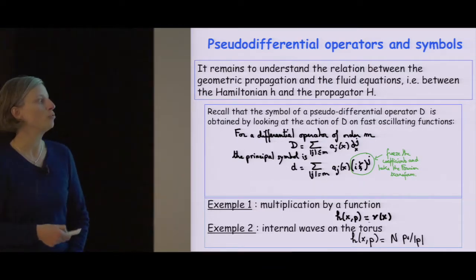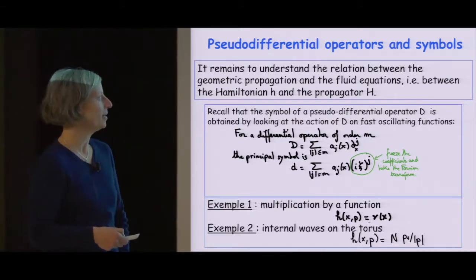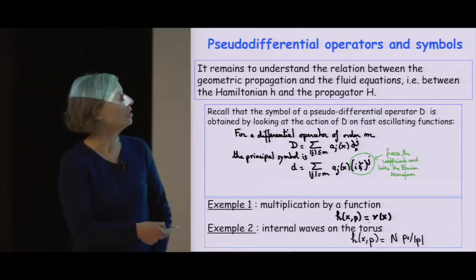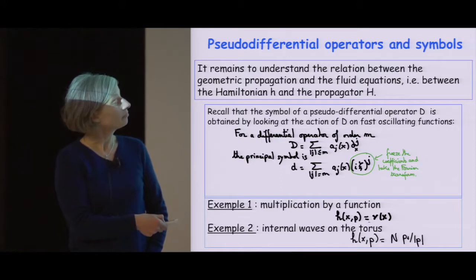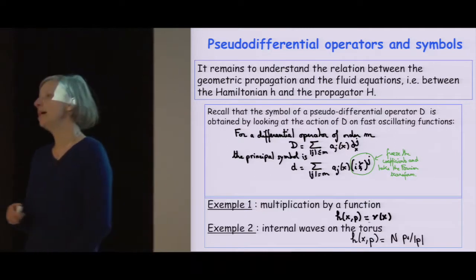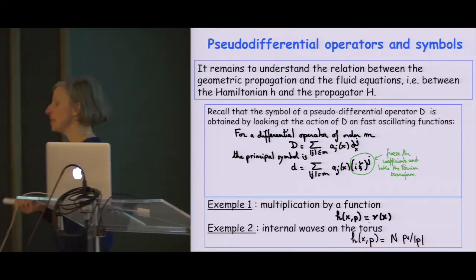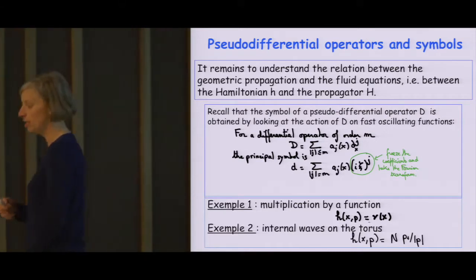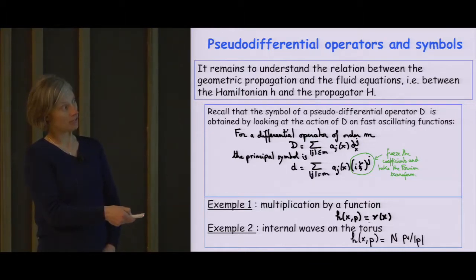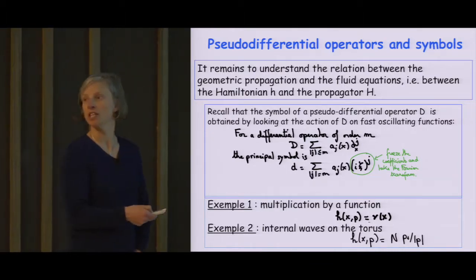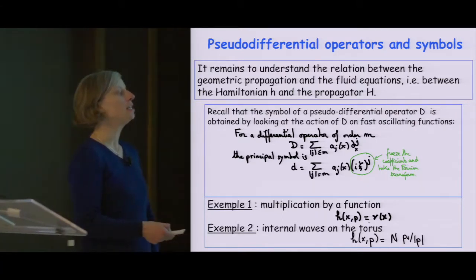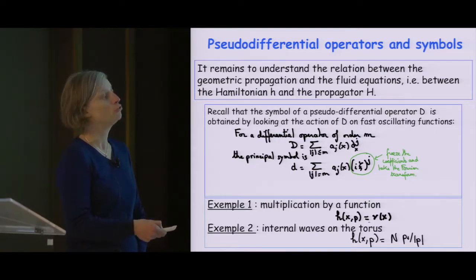So now I would like to do two very simple examples. The first one is just a multiplication by a function. Here you have no derivative, so it's very simple because you have no dependence with respect to p or k. So h is just nu of x. Now if you look at the Hamiltonian dynamics associated with this, dx over dt is equal to the derivative of h with respect to p, which is 0. So dx over dt is equal to 0, and x is a constant. And now dp over dt is equal to minus nu prime of x.